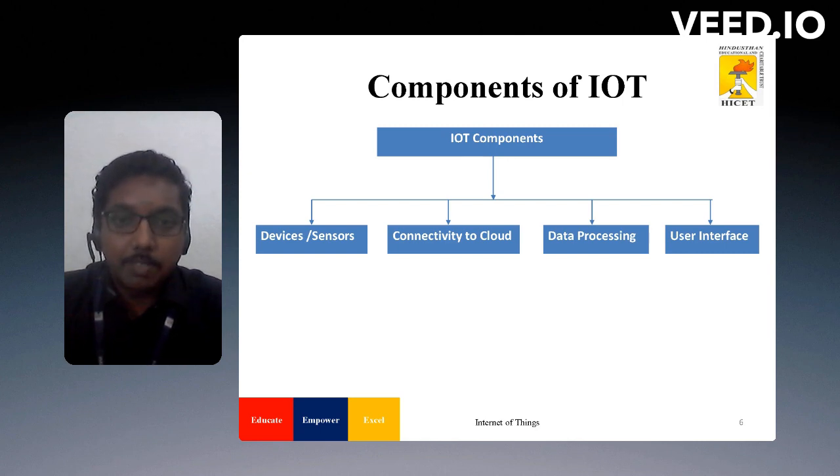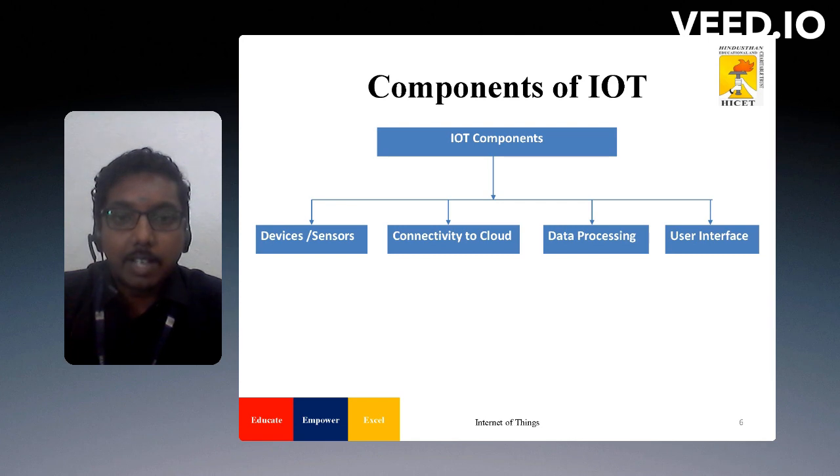Then the components. What are the components for IoT? If you want to make any device connect with other devices, what components do you need? First, the device itself or its sensors, then the connectivity to the cloud because we are using the internet, so all the data is stored in the cloud. Then data processing, how the data can be accessed, retrieved and stored in the cloud. Finally, the user interface, the final output screen displayed to the user. Those are the components of IoT.